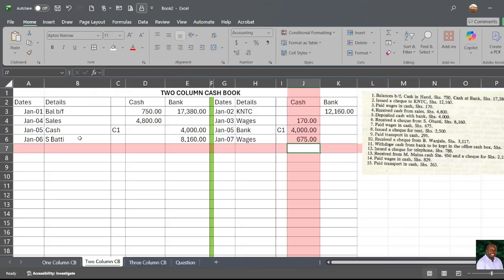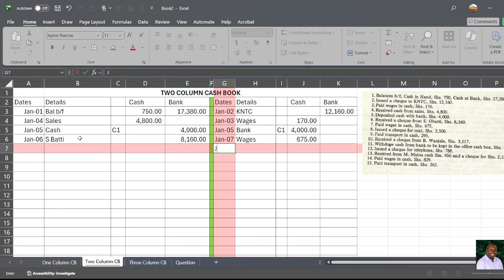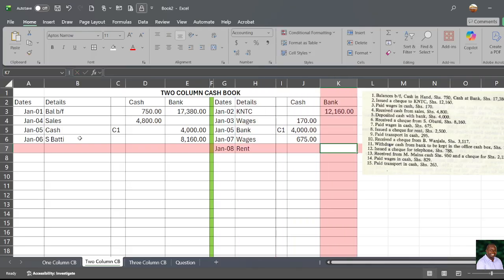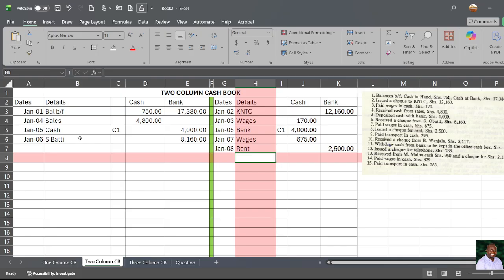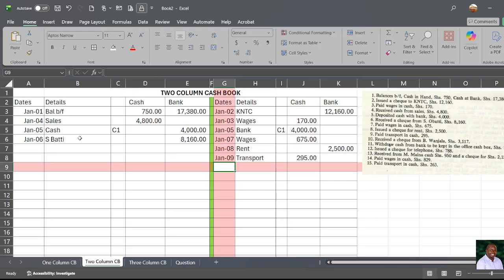Then he issued a check for rent. So on January 8th, there was rent that was paid, and this rent is paid by check. He issued a check for rent, 2,500. Then after the 8th is the 9th, he paid transport in cash. So January 9th, we are paying transport in cash, and the figure there for the transport is 295.